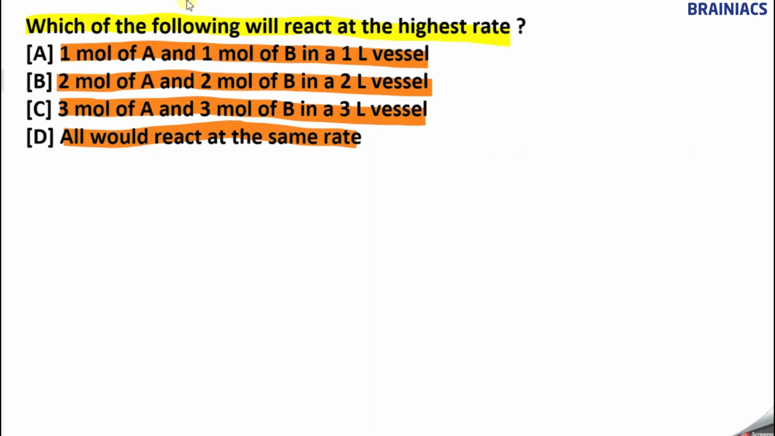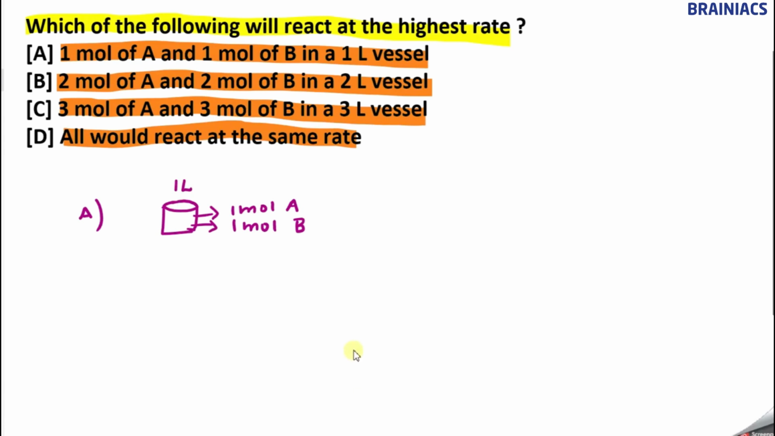We know that they want to know which of the following will react at the highest rate, correct? So this is what they need to know. Taking option A, here 1 mole of A and 1 mole of B is present, and this is a 1 liter vessel. So now tell me what is the concentration.